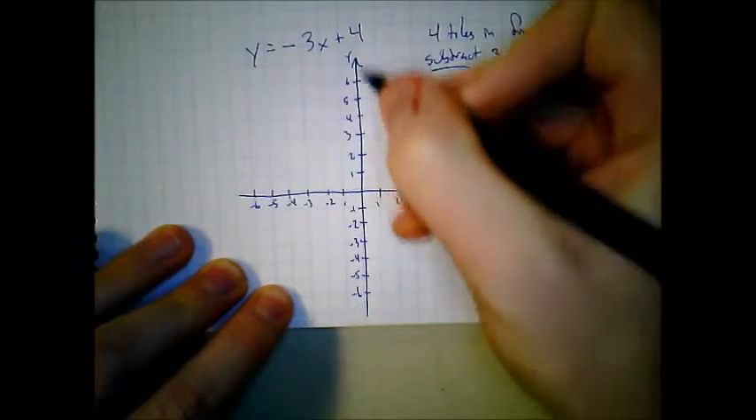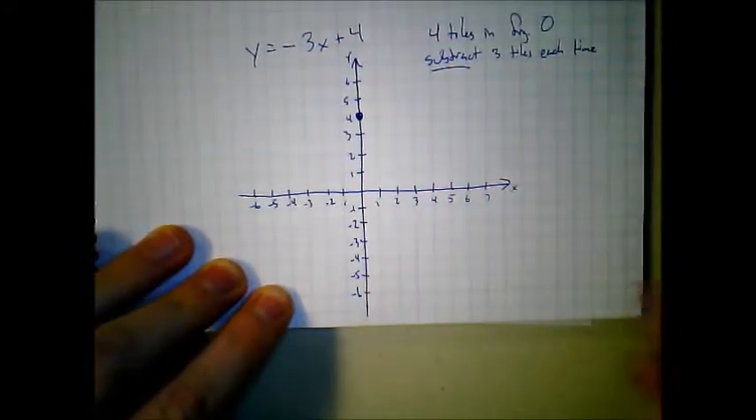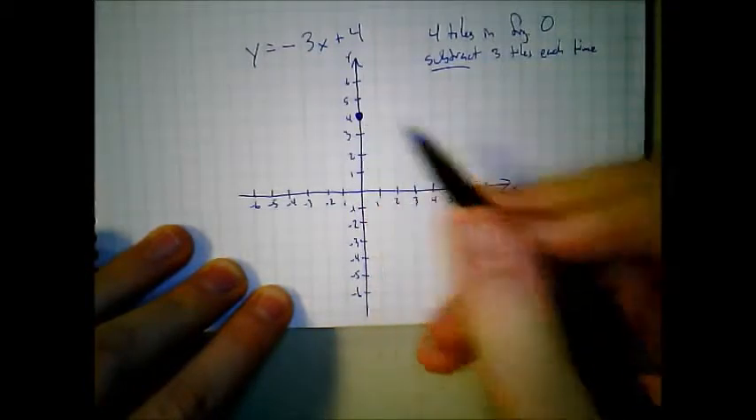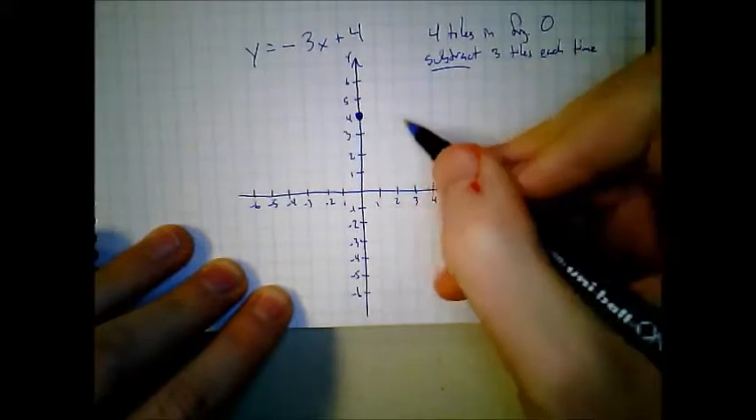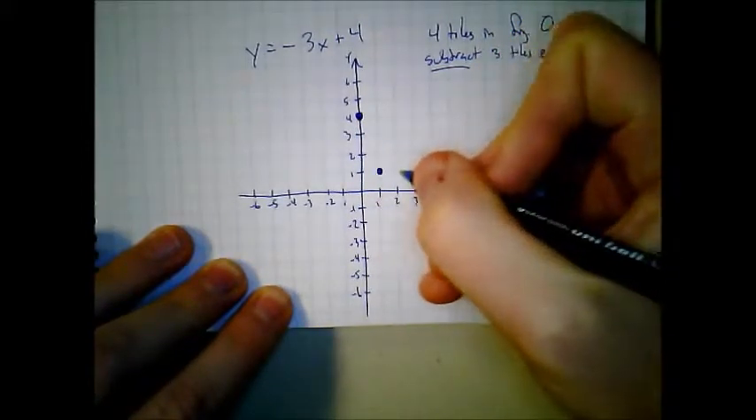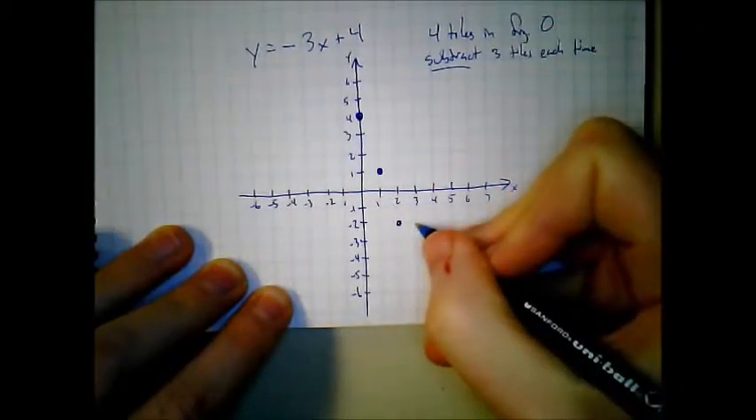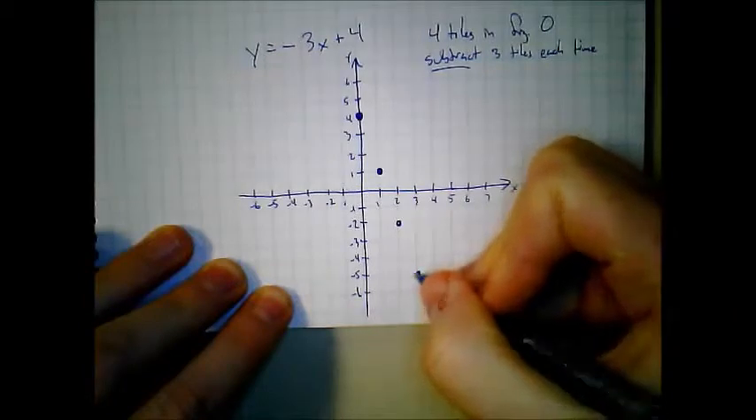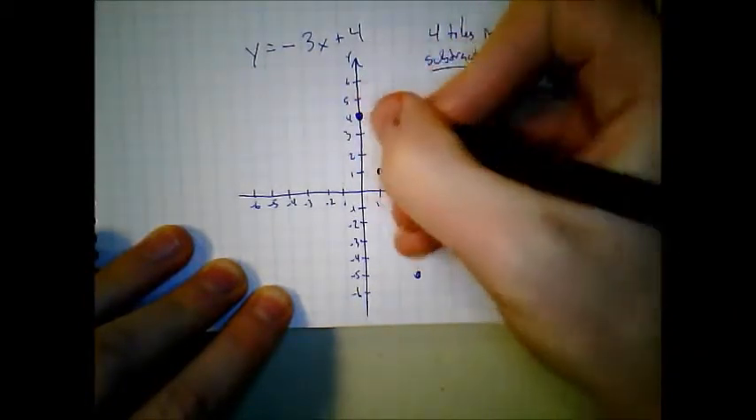So let's start where we start. We have 4 tiles in figure 0, so we stay right on our y-axis, because that's when x equals 0, and x is our figure number. So we have 4 tiles in figure 0. As we go to figure 1, we're going to subtract 3 tiles. As we go to figure 2, we're going to subtract 1, 2, 3 tiles. As we go to figure 3, we're going to subtract 1, 2, 3 tiles. Remember, we always have to go over to the next figure, and we're subtracting.